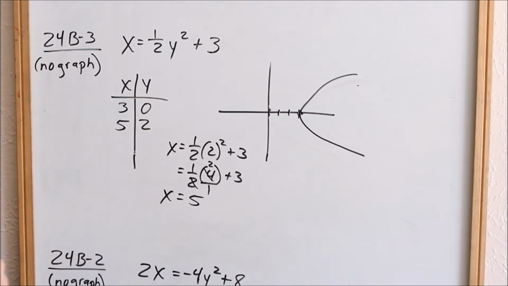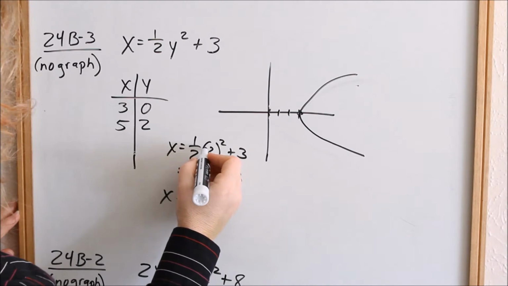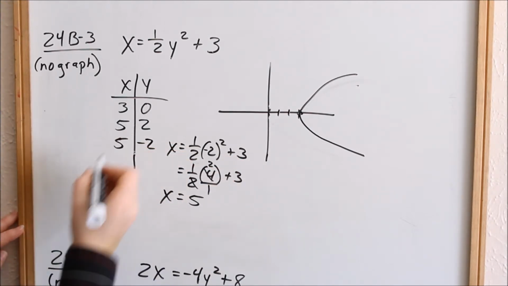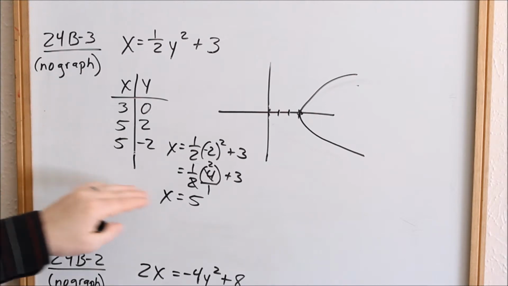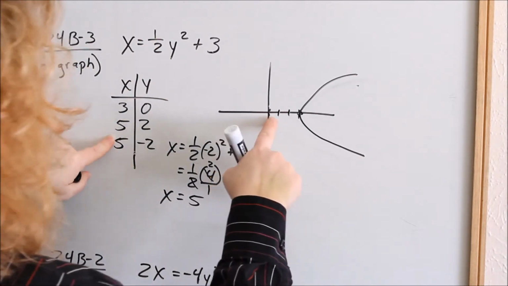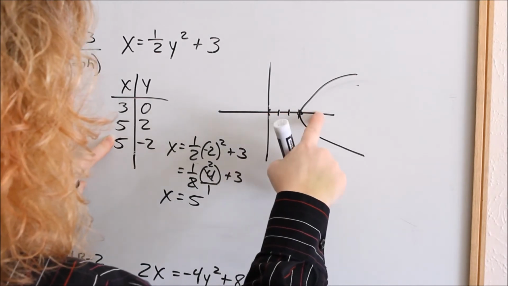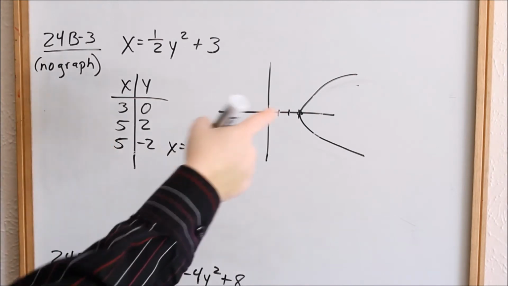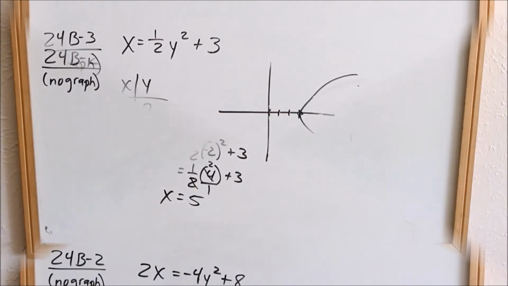Make sure to put everything in the right place. If we picked a negative 2, it would end up being the same answer. So if we had negative 2, we would still get 5. So that is a few points to get you started, and that pretty much matches my graph. If I come over here and plot (5, 2), scoot over 5, up 2, and then (5, -2), scoot over 5, down 2. That matches my estimate so far.